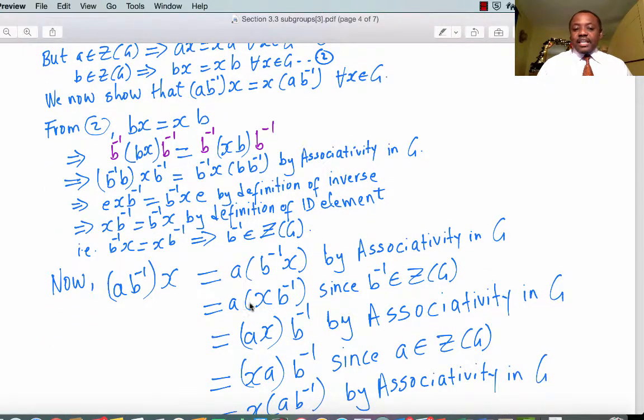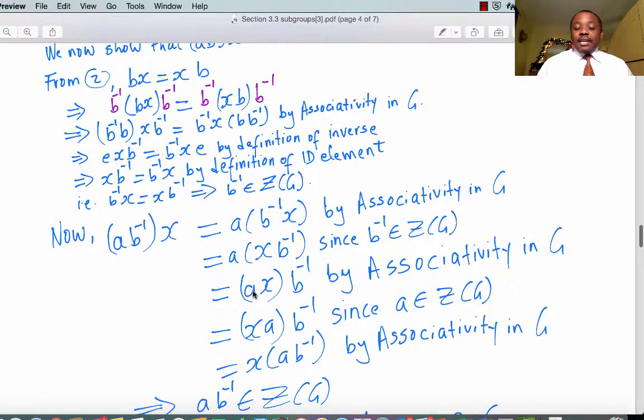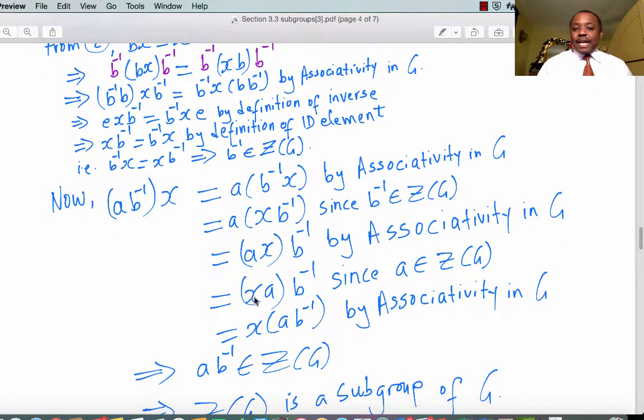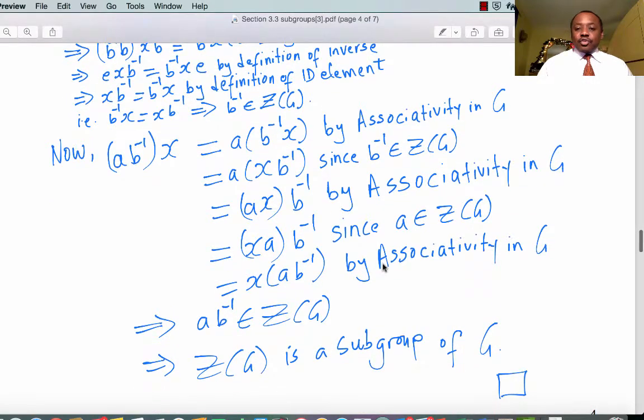Again, by associativity, we group A and X, leave B inverse all by itself. Since A is in ZG, AX is the same as XA. So we have XAB inverse. Again, by associativity in G, we group A and B inverse, and we have XAB inverse. We just proved that AB inverse, all of that in parentheses, times X equals X times AB inverse. Therefore, AB inverse is an element in ZG, and we conclude that ZG is a subgroup of G.